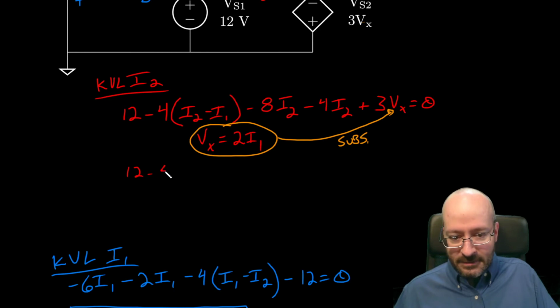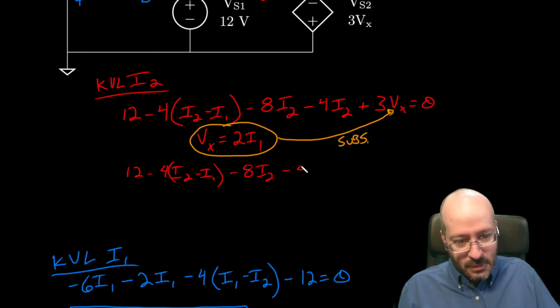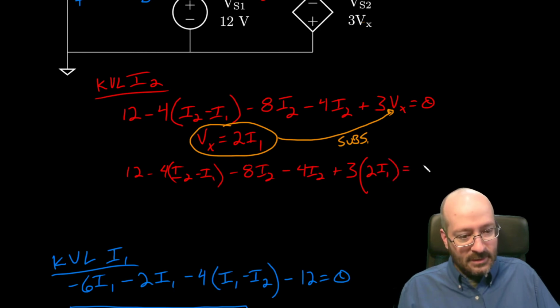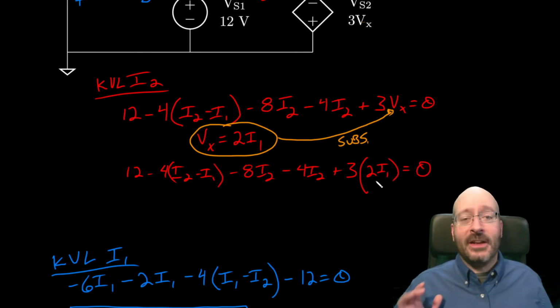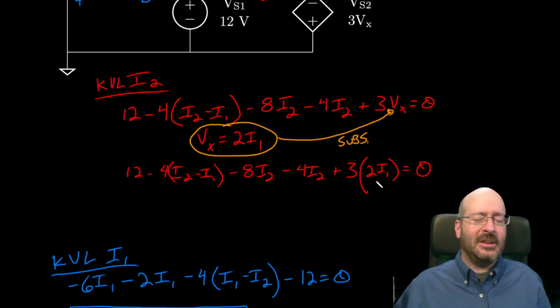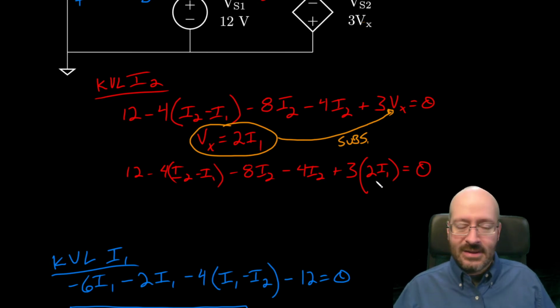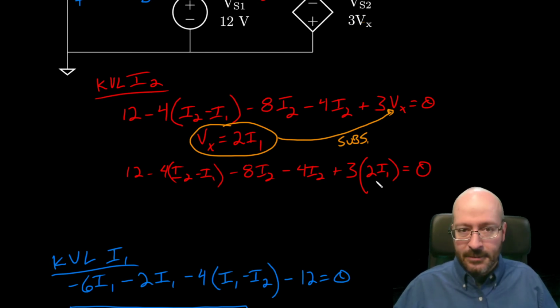Right, I2 minus 4, I2 minus I1, minus 8, I2 minus 4, I2 plus 3, and in here I'm going to put 2I1. Okay, and that's equal to 0. So with that little substitution, I got rid of the control variable, right? Nothing crazy. You know how to write the expression for Vx already, and then you just have to be careful with your algebra. Not a big deal.